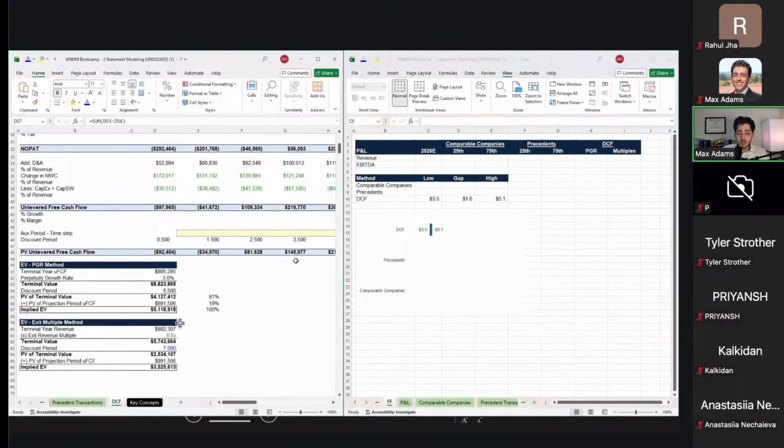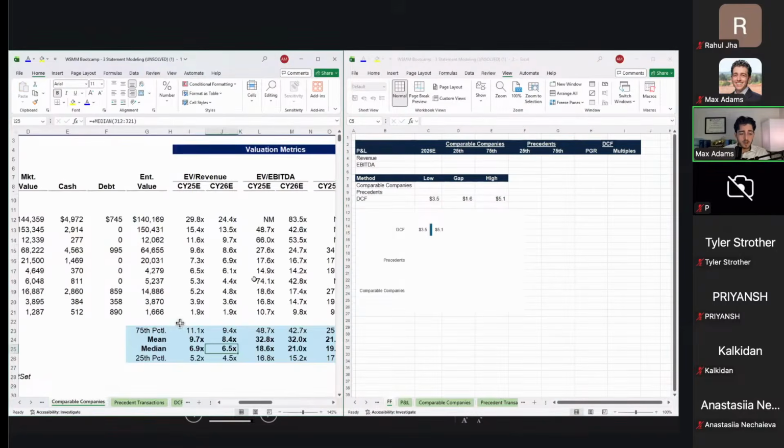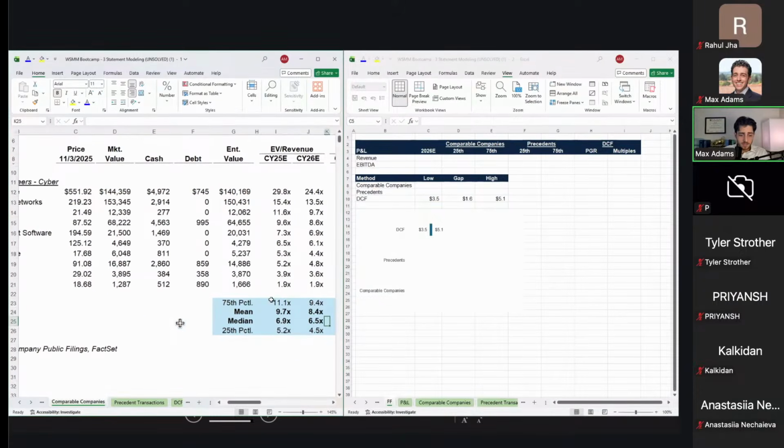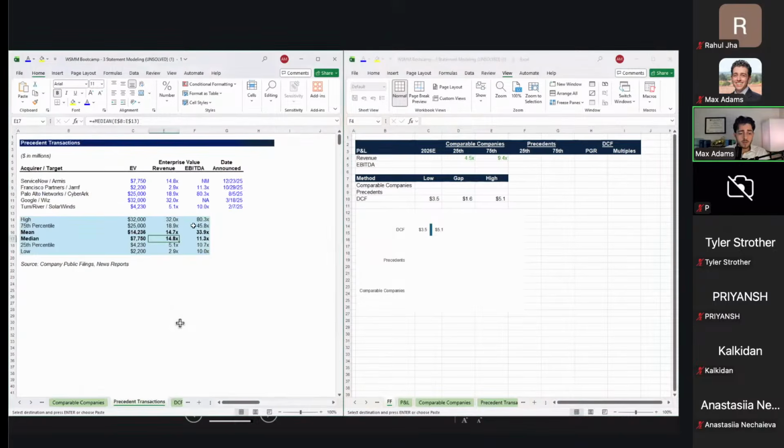And so let's go take a look at the comps and the precedents. So on the comp side of things, if we're looking at this for a revenue multiple, let's say the 25th percentile for 2026 is going to be 4.5 times, and the 75th percentile is going to be 9.4 times. And the reason I'm using the 25th and 75th percentile is that it gives us a nice range of low to high. And so let's take that and do the same thing for the precedents, where we've got the 25th percentile and the 75th percentile. We probably don't want to use the minimum and the maximum because sometimes that's too much of a range.